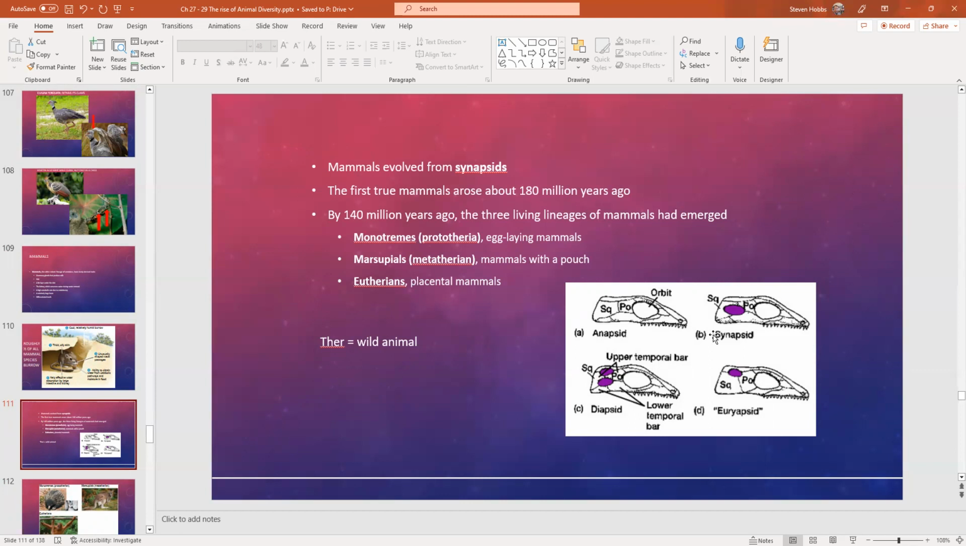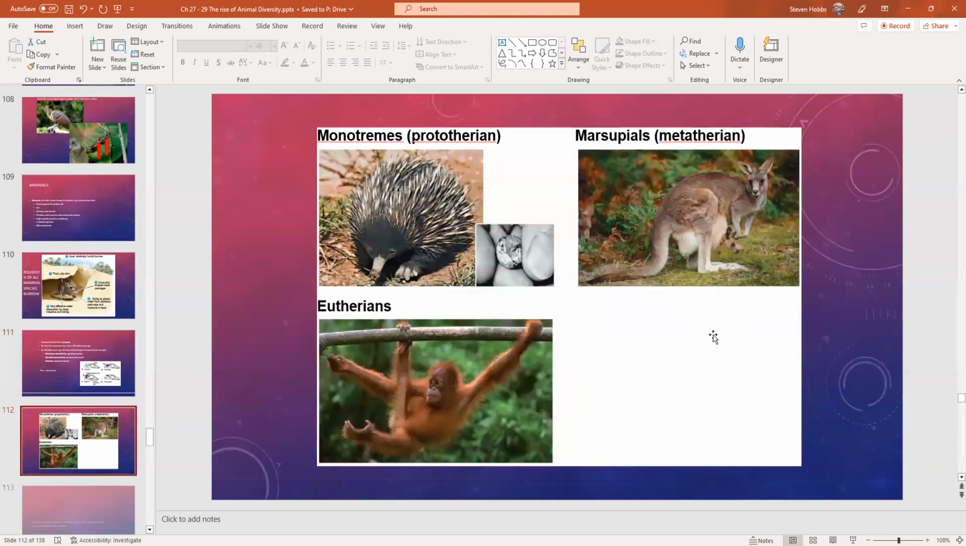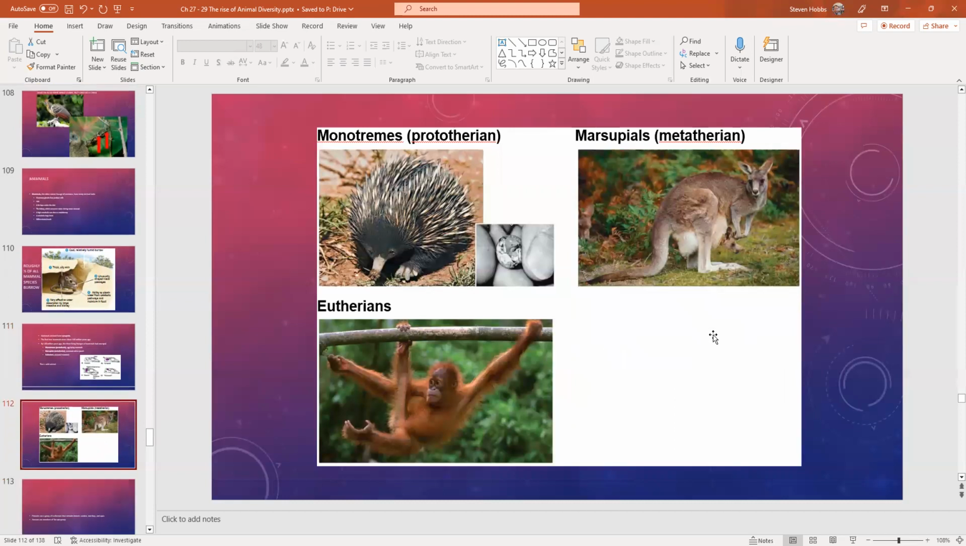So about 140 million years ago, the three lineages of mammals start to emerge with the Prototherians, the monotremes. Those are egg-laying mammals, such as the platypus and the echidna. The marsupials, known as the Metatherians, those are mammals with a pouch. And the eutherians, those are placental mammals. So here's an echidna there on the top left. Other marsupials, like the Metatherian kangaroo, and the eutherians, such as this orangutan.